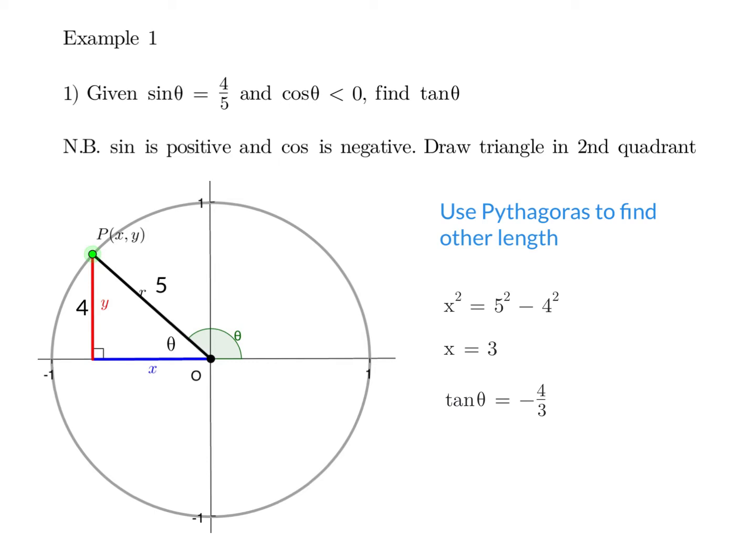So finding the value of tan theta, which is opposite over adjacent, that gets us 4/3, but tan in that quadrant is negative, so it's negative 4/3.